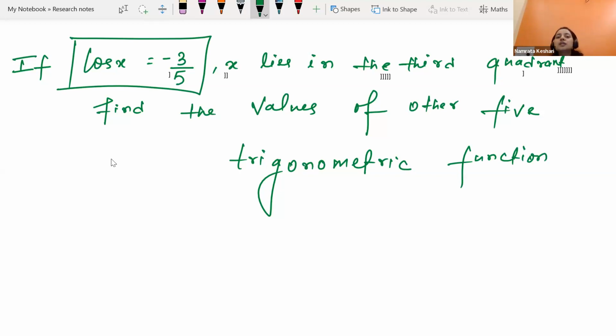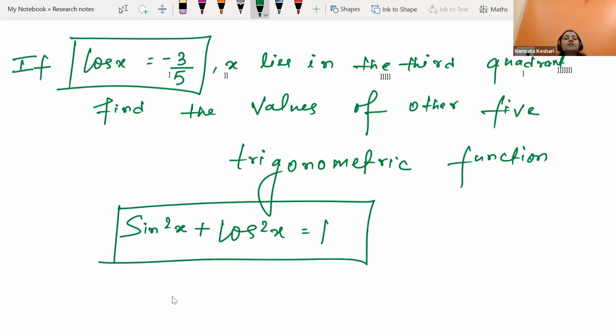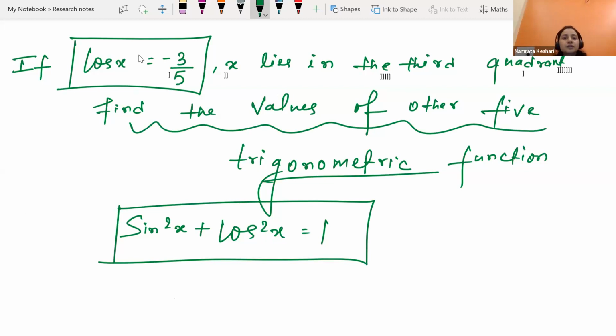This type of question you have also done in the previous class. When one of the trigonometric ratios is given, then we can find the other trigonometric ratios also. So if cos x is given, then we have an identity, that is sin square x plus cos square x is equal to 1. If cos x is given, then sin x we can find with the help of this identity. Yes or no? And if we have sin x and cos x in hand, then tan, cot, cosec, sec, all will be there. Yes or no? We have to find the values of all 5 trigonometric ratios. Are you getting it? Ali and Alina. Yes, ma'am.